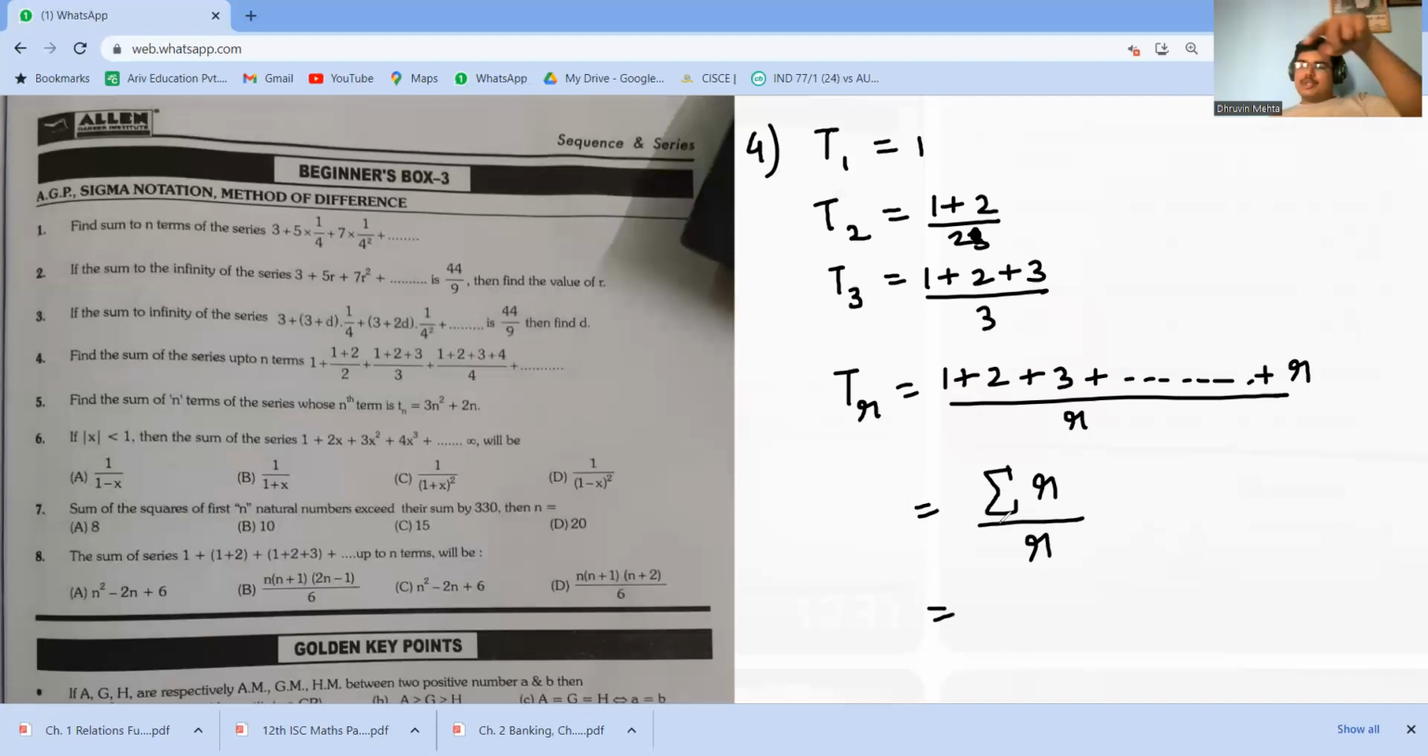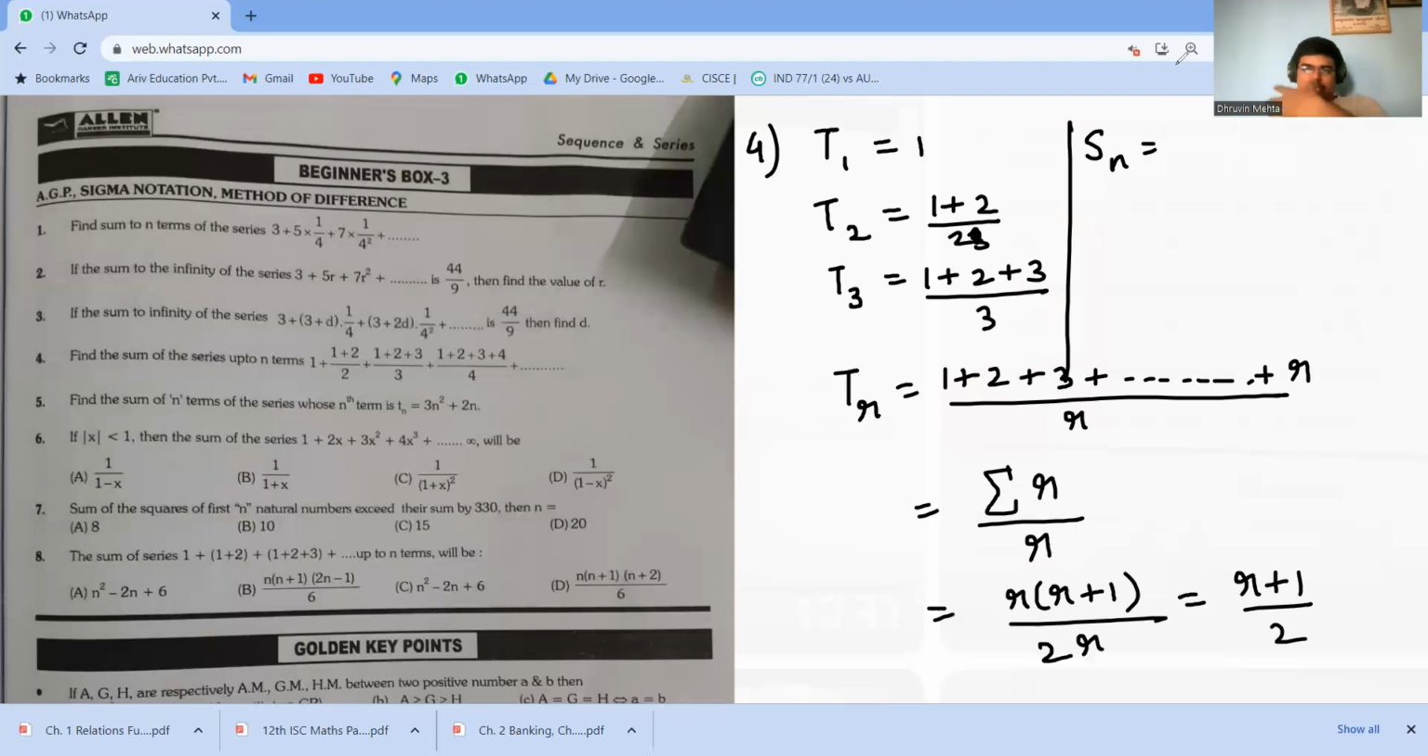This is like the formula we just learned. So we can now write that as r into r plus 1 by 2, and in the denominator there is r. So do you realize the final general term is r plus 1 by 2? Now, do you know this, that when we have to find the sum of all the terms of a sequence, it is as good as adding the general term from r equal to 1 to n.